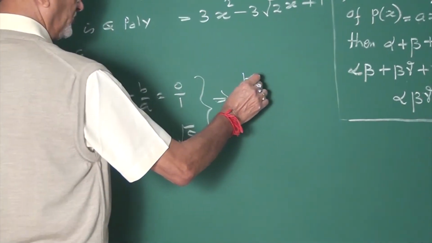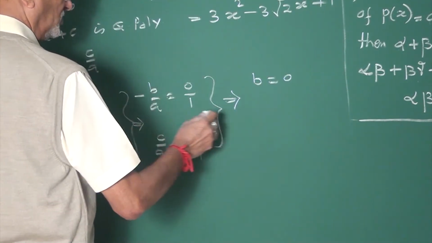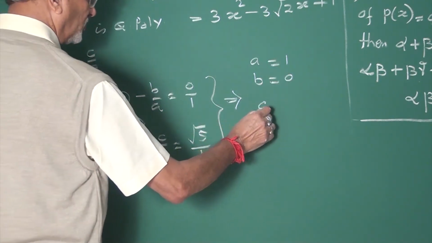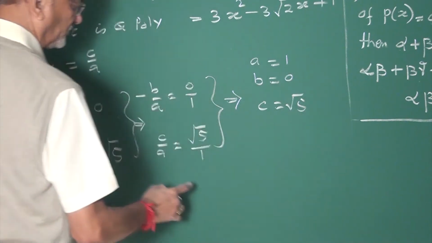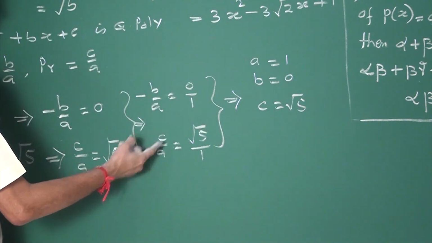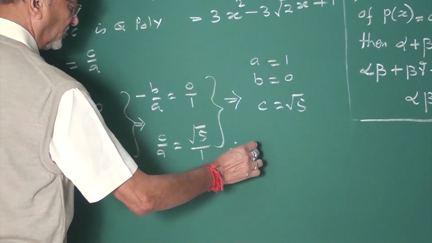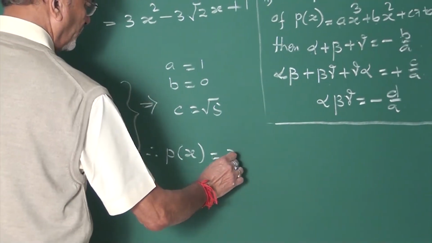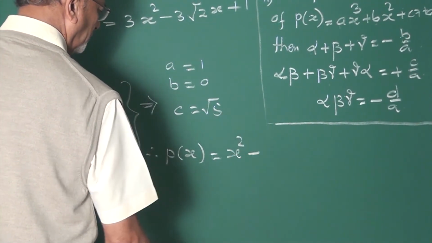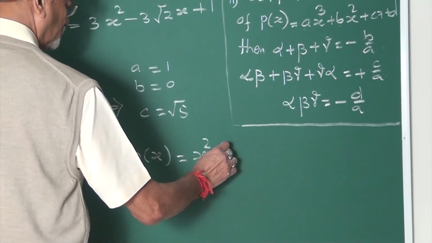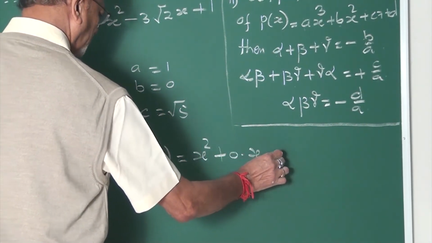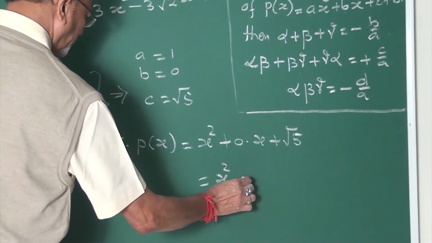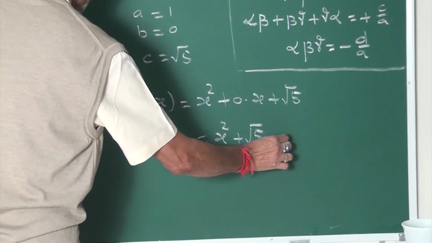What is the value of B here? Minus B is 0, means B is 0. What is the value of A? A is 1. What about the value of C? C is root 5. A is 1. Therefore, the polynomial P(x) equals A x squared, 1 into x squared, plus B x, 0 into x, plus C, root 5. Simplifying this, it is x squared plus root 5, my friends.